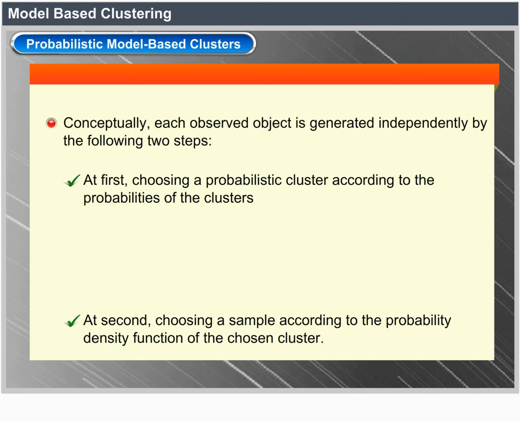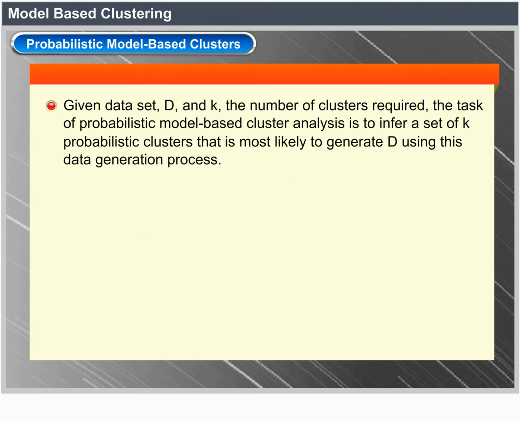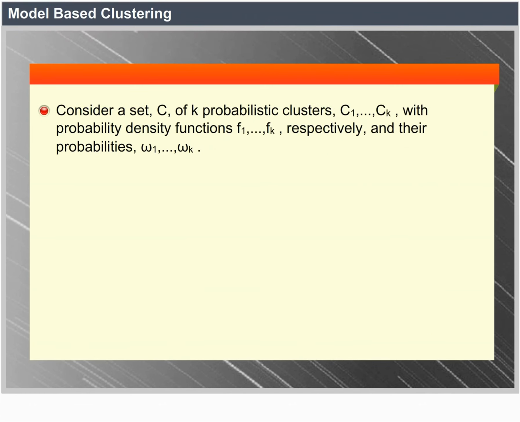Given dataset D and K, the number of clusters required, the task of probabilistic model-based cluster analysis is to infer a set of K probabilistic clusters that is most likely to generate D using this data generation process. An important question remaining is how we can measure the likelihood that a set of K probabilistic clusters and their probabilities will generate an observed dataset. Consider a set C of K probabilistic clusters, C1 going up to Ck, with probability density functions F1 going up to Fk respectively, and their probabilities omega 1 through omega k.